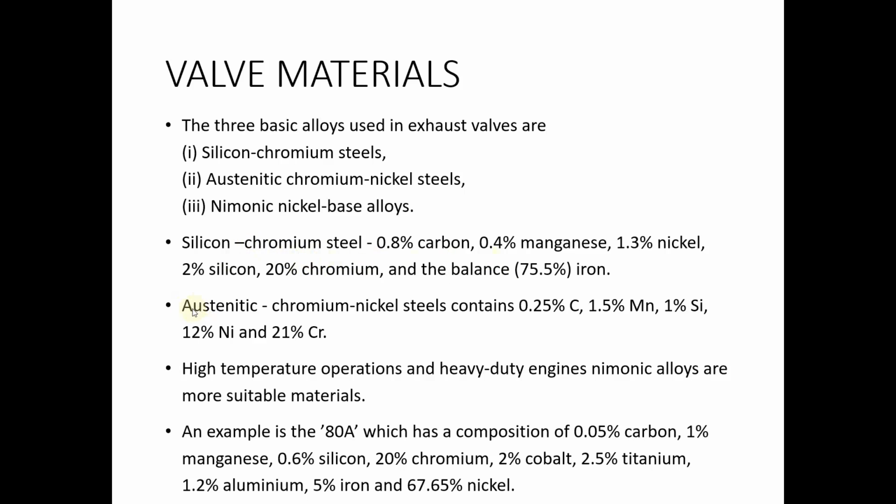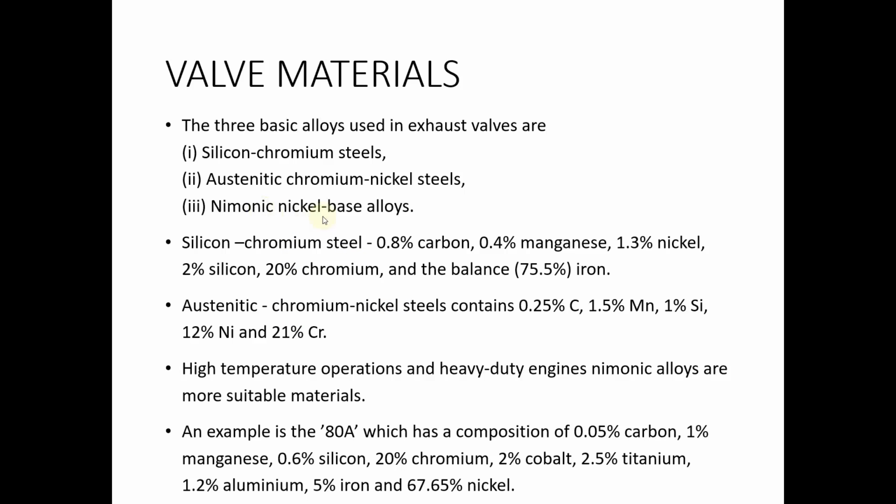After that, austenitic chromium nickel steels were used. The percentage of carbon is 0.25%, 1.5% manganese, silicon 1%, 12% nickel, and 21% chromium. So the content of nickel increased, and this was made in an austenitic condition. So this was used sometime after the silicon chromium steels were introduced.